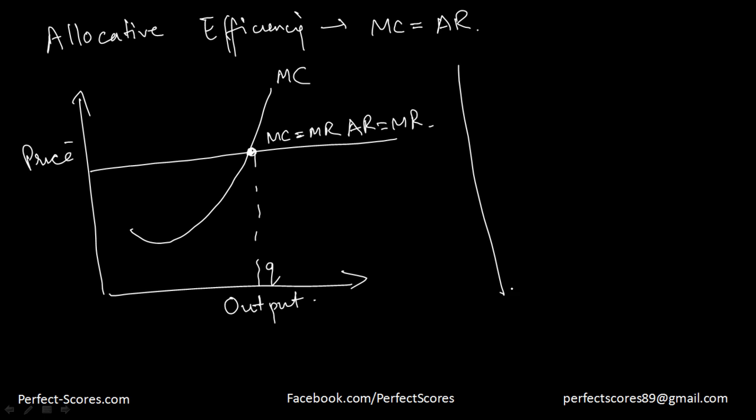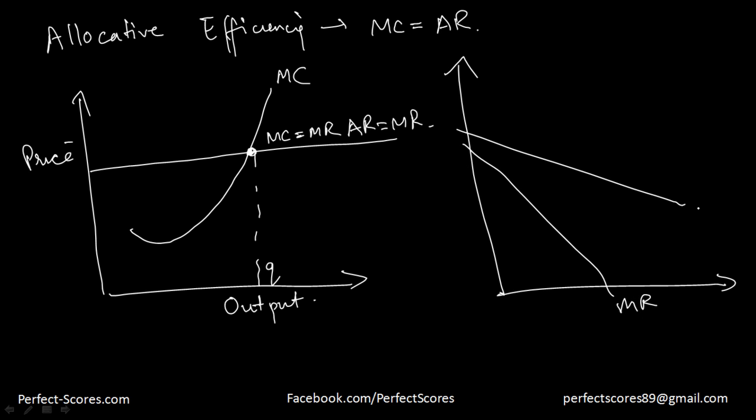Similarly, if I were to draw another curve where the demand is not elastic, let's suppose this is your marginal revenue, and this is your average revenue, and this is your marginal cost, then again your allocative efficiency would be this point where marginal cost is equal to average revenue, and this is the output that you will be producing. Fine. So suppose you're understanding both the terms here.